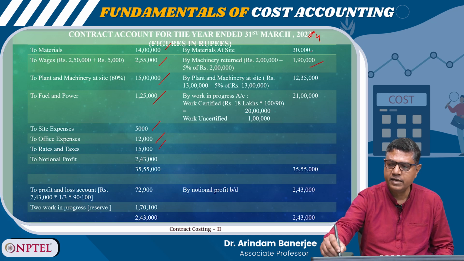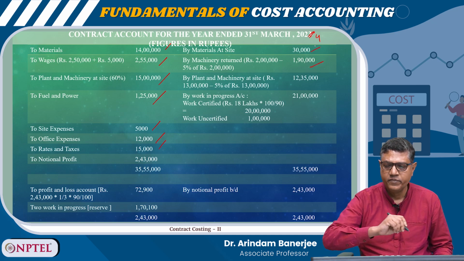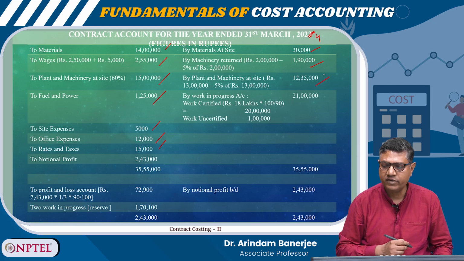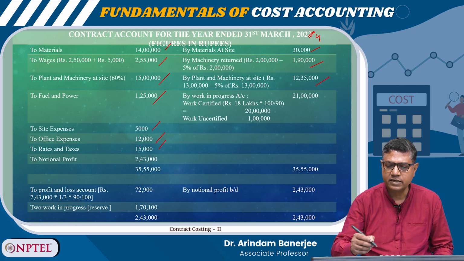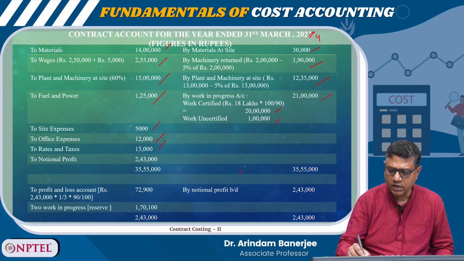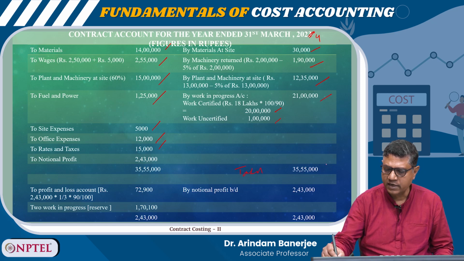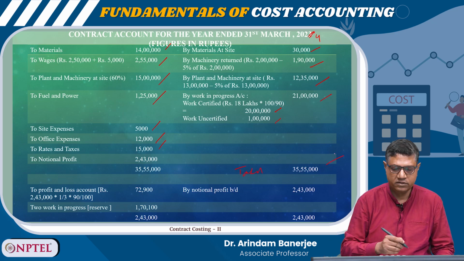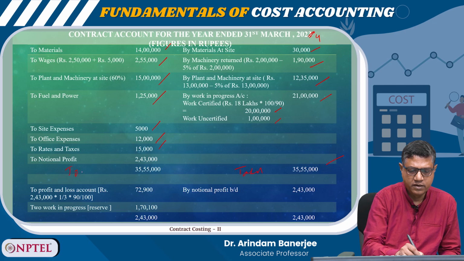On this side, the material returned is 2 lakh minus 5% of 2 lakh, so 1 lakh 90,000. Material at site is 30,000. Plant and machinery is 13 lakh minus 5% of 13 lakh, that is 12 lakh 35,000. Work in progress account: work certified will be 20 lakh and uncertified 1 lakh, so total 21 lakh. If we make the total, it comes to 35 lakh 55,000.